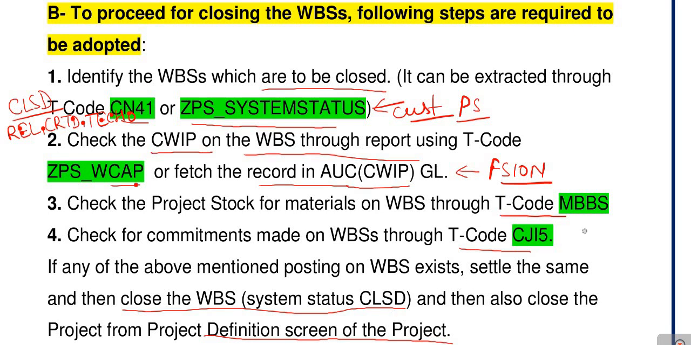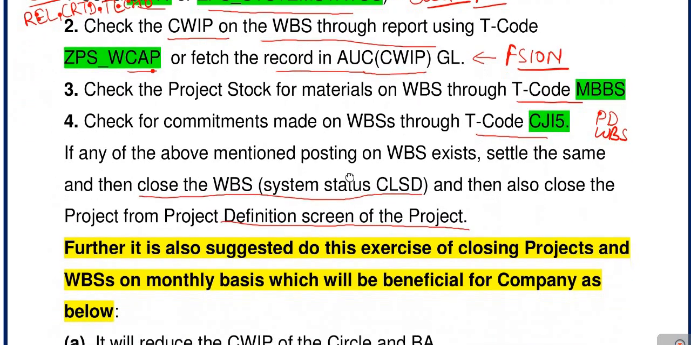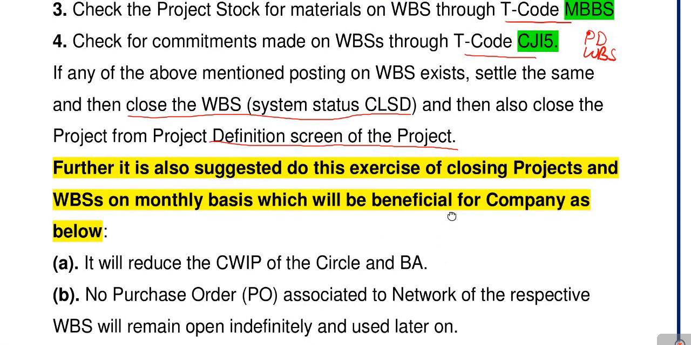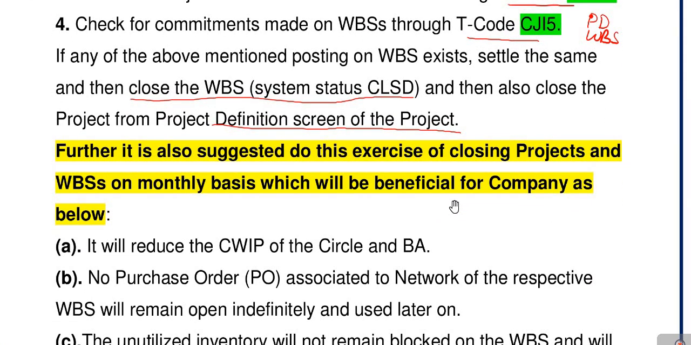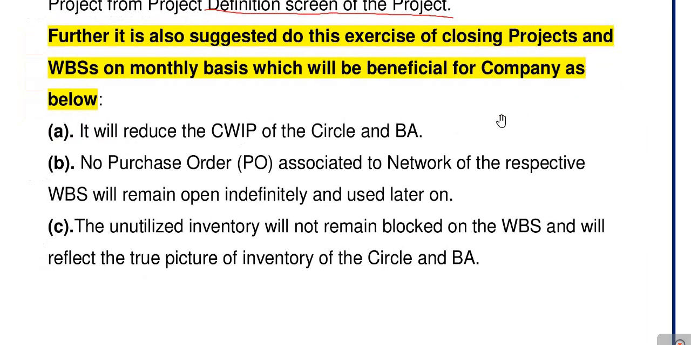You should close your project definition and WBS both, right? So this is very important while performing the task. Further, it is also suggested to do the exercise of closing projects and WBS on a monthly basis, which will be beneficial for the company as below. It will reduce the CWIP. Very good.